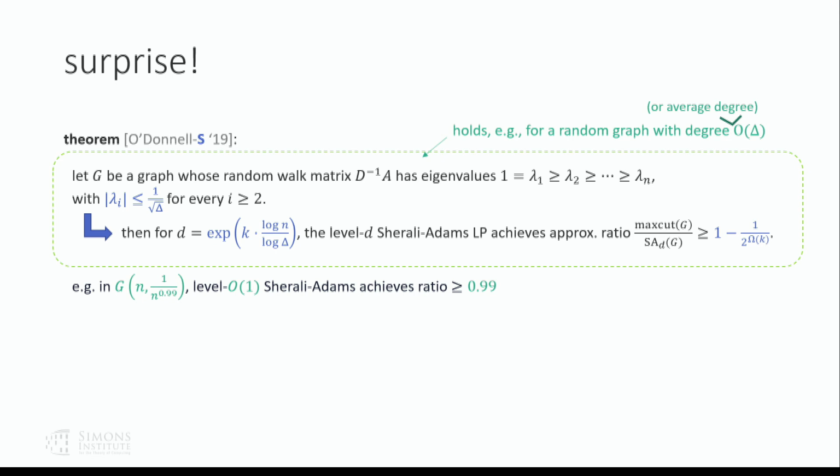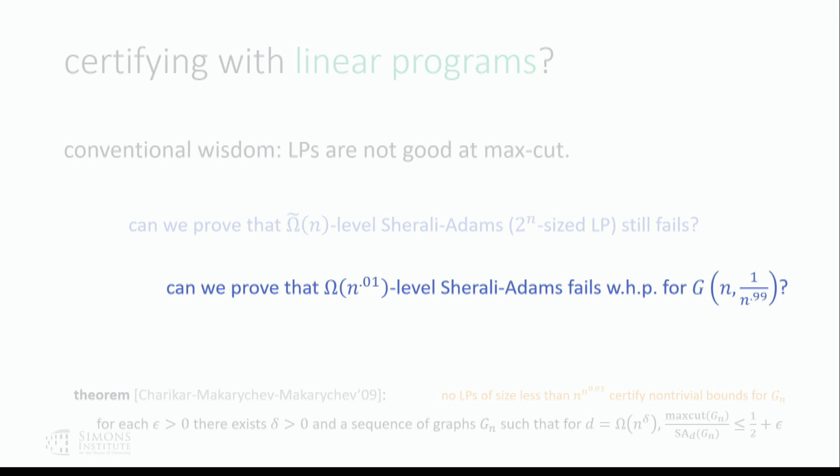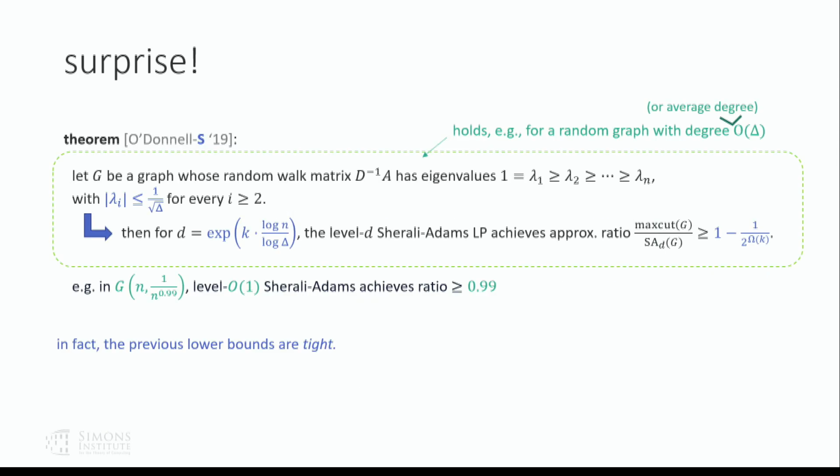Okay, so this is surprising. I mean, already goal number 2 is wrong, right? So LPs do pretty well for random graphs of polynomial average degree. To me, this came as a big surprise. So an even bigger surprise is that the previous lower bounds are in some sense tight.